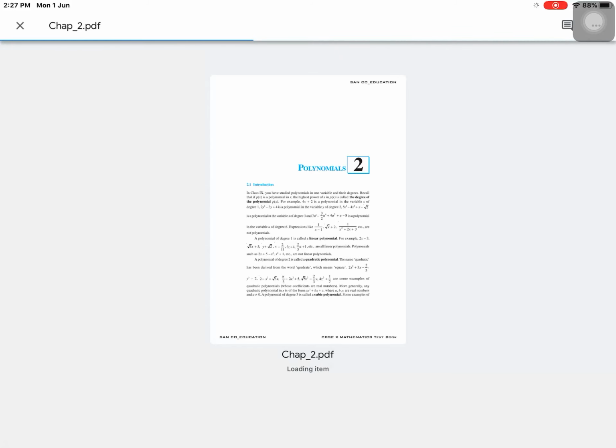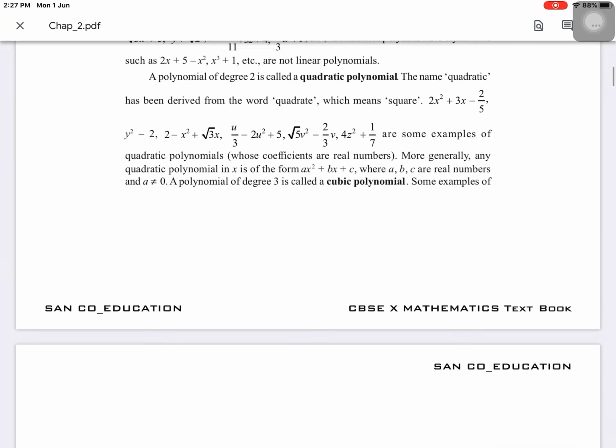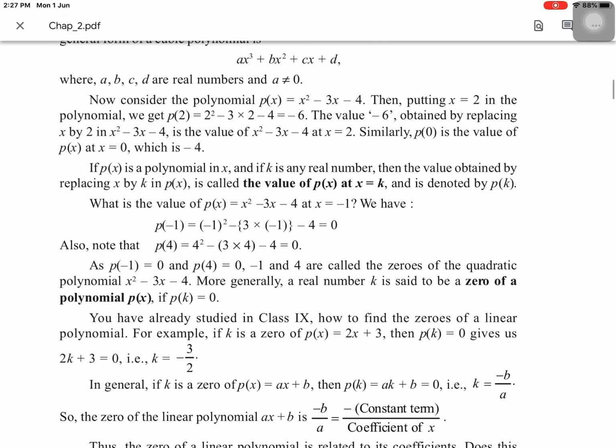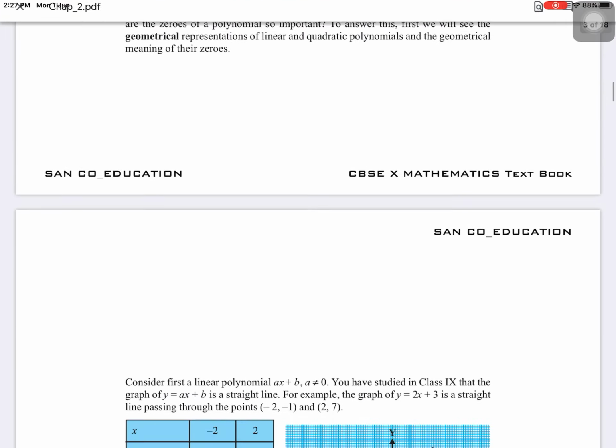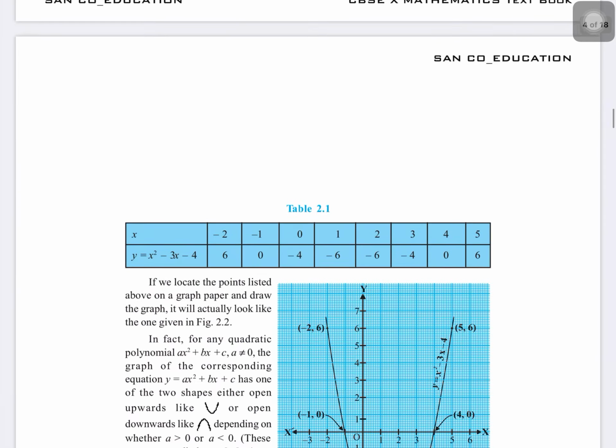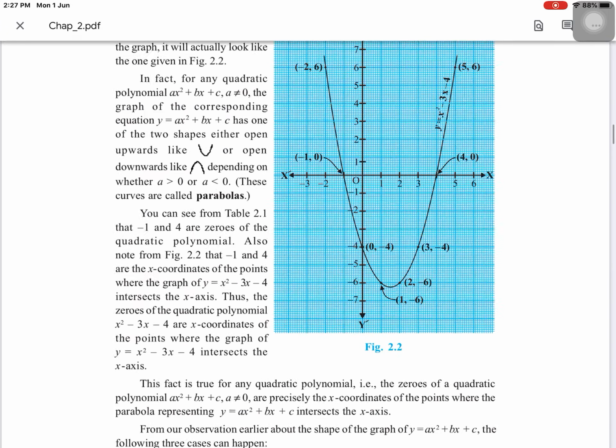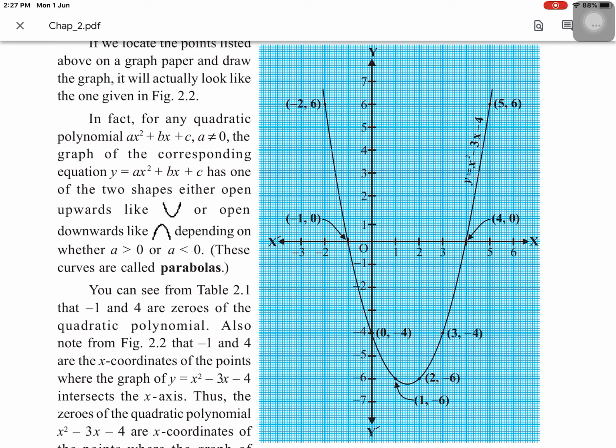The verifications you can understand here. You may see finding zeros here, the method of finding zeros. This is a quadratic polynomial from your NCERT textbook, and a parabolic graphical representation is there.